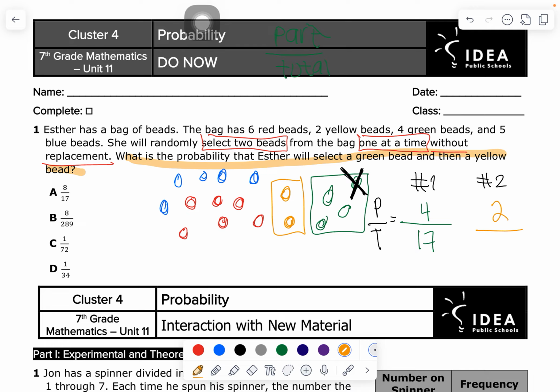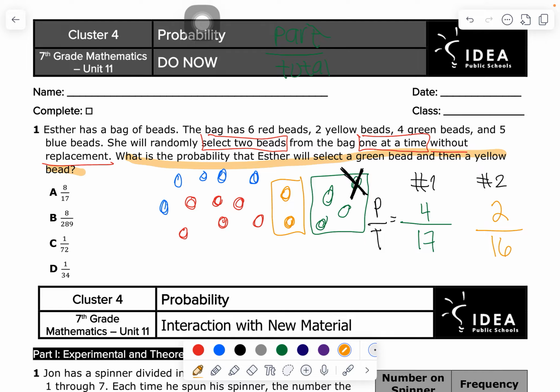But now if I already took 1 bead out, my total is no longer 17. We're going to count. I'm going to have now 1, 2, 3, 4, 5, 6, 7, 8, 9, 10, 11, 12, 13, 14, 15, 16. So I've got to subtract 1 from my total. Instead of 17, I'm now going to have 16.